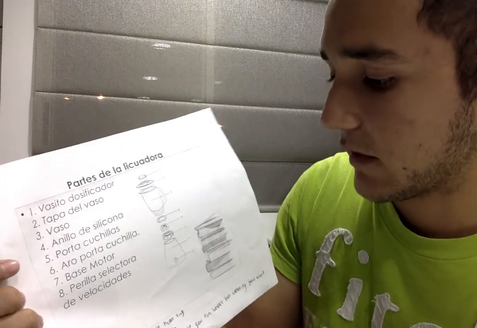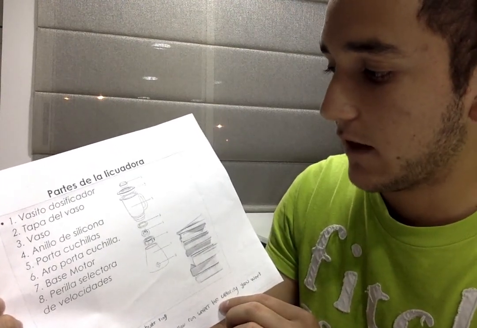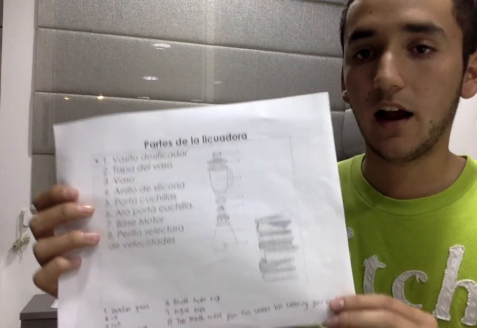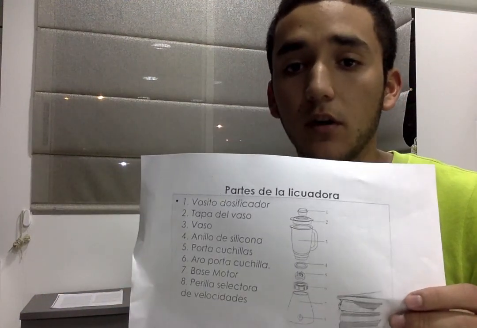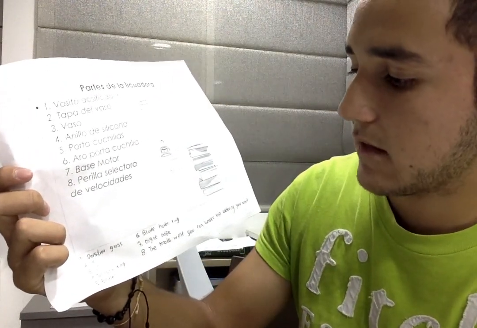Then after the cap is the silicone ring, which helps to connect the giant base with the cap. After the silicone ring comes the blade. After the blade comes the blade holder ring. After this is the engine base, which is a very important part because without this motor you can't use it. After the engine base are the knobs, where you can select the velocity you want.